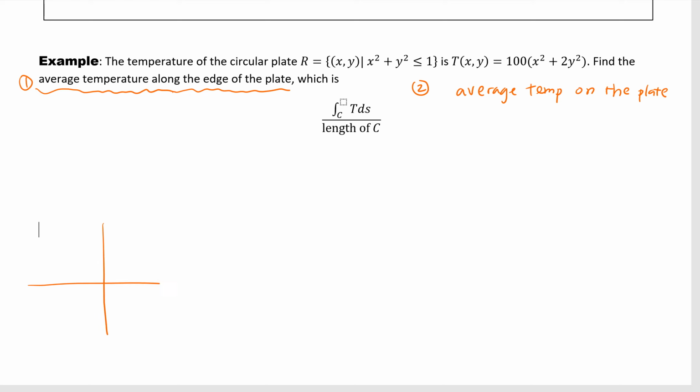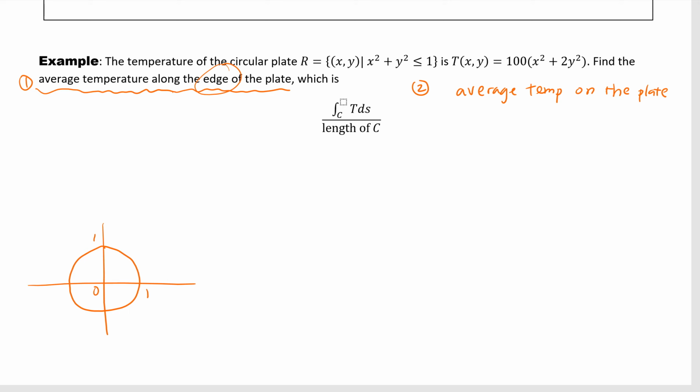So here we have the circular disc, right, with radius 1. For the average temperature along the edge, we are only looking at the edge of this circle, which is the line integral. So we want to measure the cumulative temperature over the length of the circle. So this is only the average temperature along the edge.